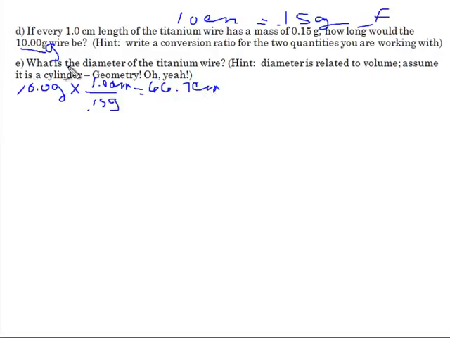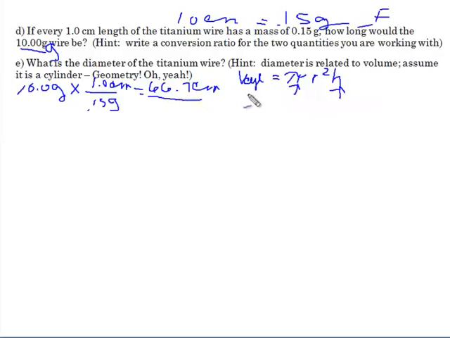Part E is what is the diameter of the titanium wire. Okay, so hint, diameter is related to volume. Assume it's a cylinder. So the volume of a cylinder, if we remember, the formula for that is pi r squared times height. All right, we know what pi is, right? We know what the height is. It's 66.7. So diameter is not in here, but radius is, and we can just double the radius to get our diameter.